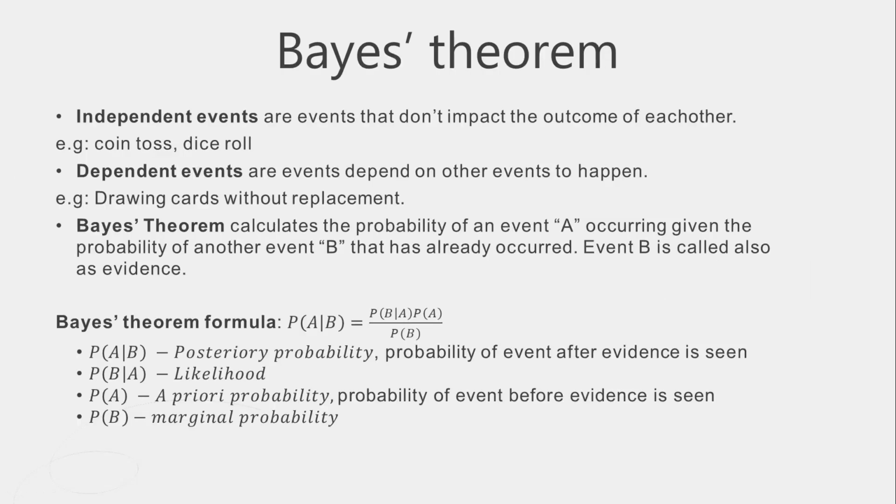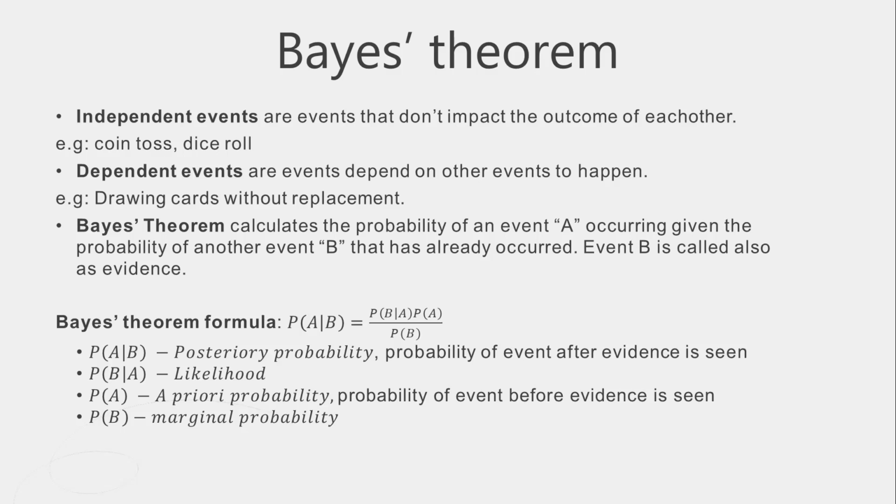Since we are talking about the naive Bayes model, that means that it applies the Bayes theorem. And there are two types of events: independent events that don't impact on each other's outcomes, like for example a coin toss event or a dice roll event, and dependent events where one event's outcome depends on the outcome of another event. For example, drawing cards from a card deck without replacement of the card after drawing it.